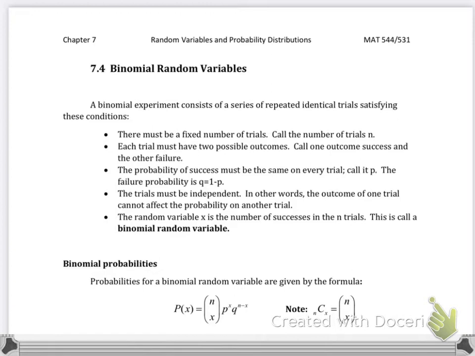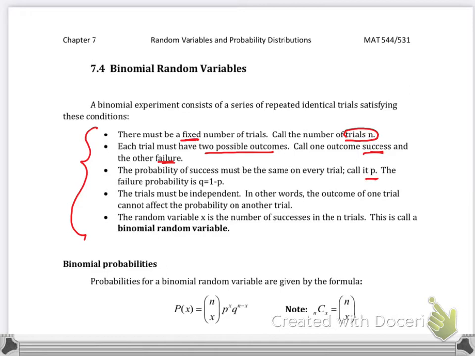So a binomial experiment consists of a series of repeated identical trials satisfying these conditions. Okay, so these are your conditions. So there must be a fixed number of trials, so a definite number of trials. We're going to call that trials n. Each trial must have two possible outcomes, called one success and one failure.